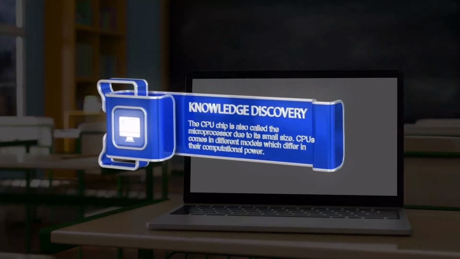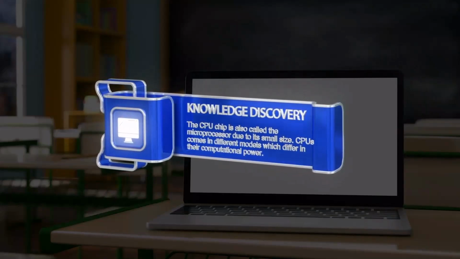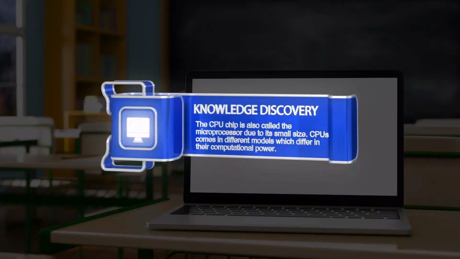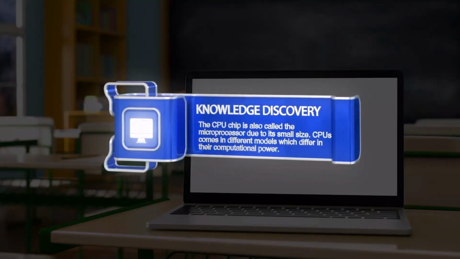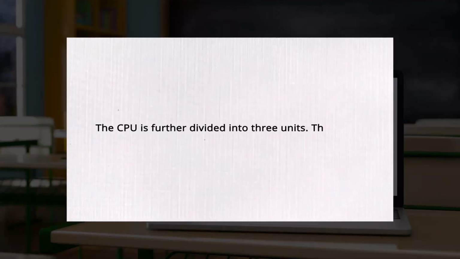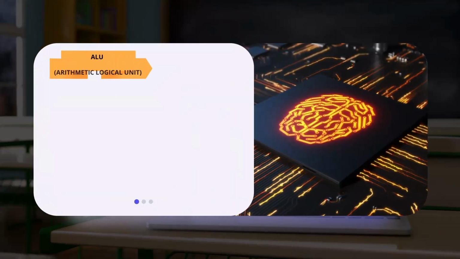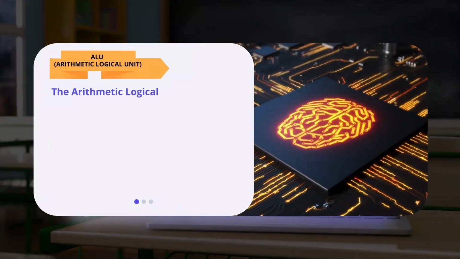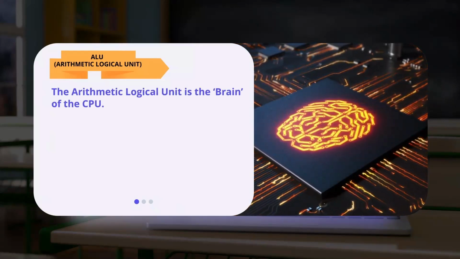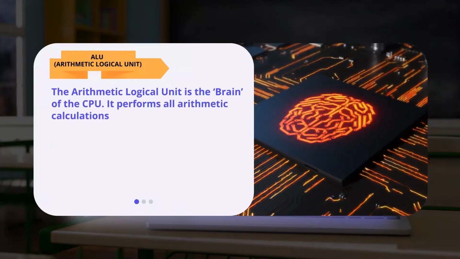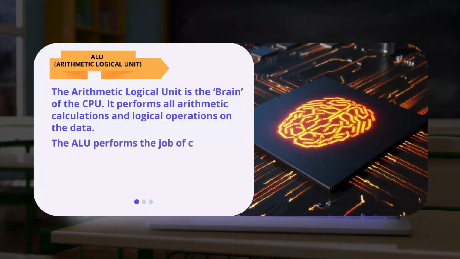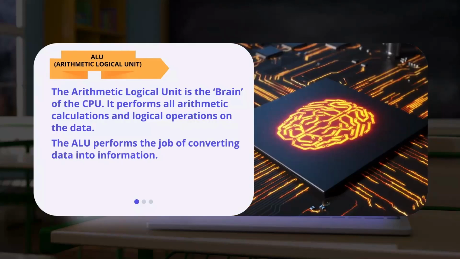The CPU chip is also called the microprocessor due to its small size. CPUs come in different models which differ in their computational power. The CPU is further divided into 3 units. These are 1. ALU, Arithmetic Logical Unit. The arithmetic logical unit is the brain of the CPU. It performs all arithmetic calculations and logical operations on the data. The ALU performs the job of converting data into information.